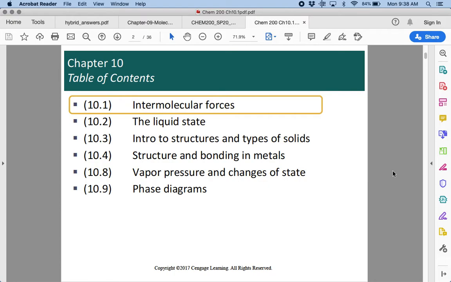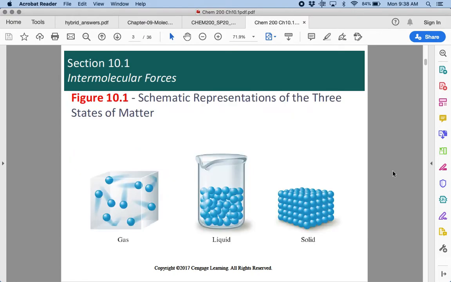This video will focus solely on Chapter 10, Section 0.1. This is intermolecular forces. This is a beefy topic, so we're breaking it up into its own topic to discuss. Up until now, we've primarily talked about intramolecular forces, things that make a molecule, right? Bonds that make a molecule.